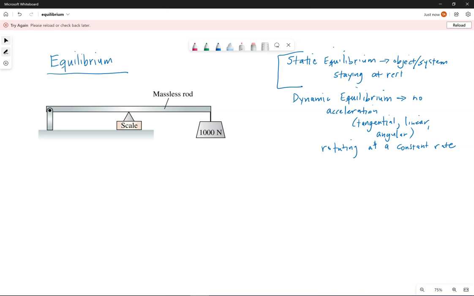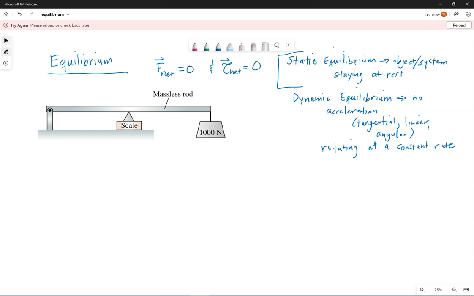We're going to focus on static equilibrium, though we could certainly extend that to dynamic equilibrium, it's not terribly difficult. In either case, to not have any acceleration at all, we have to say that the net force is zero and the net torque is zero. So both of them need to add up to be zero.